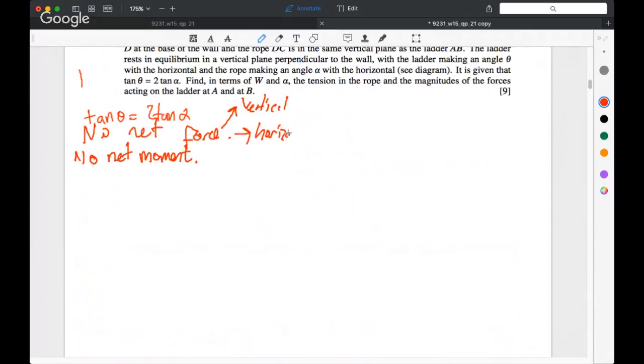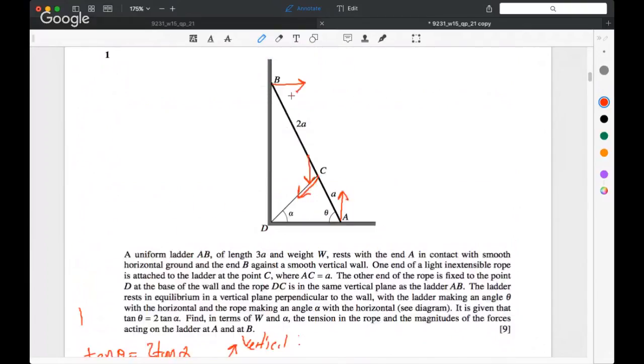Okay, so vertically, if we just scroll up, B doesn't act vertically at all. We have the weight force, which I'll label W. I'll call the force at B, F subscript B. We have the tension, which we'll call T, and we have FA here. So FB doesn't act vertically at all. It's always important to define a direction.